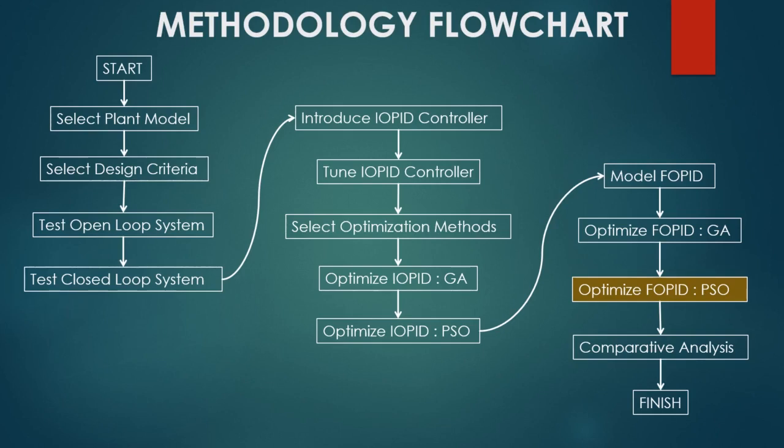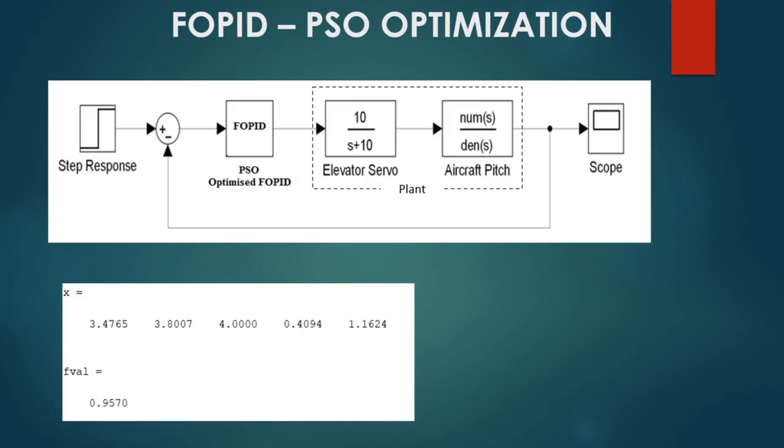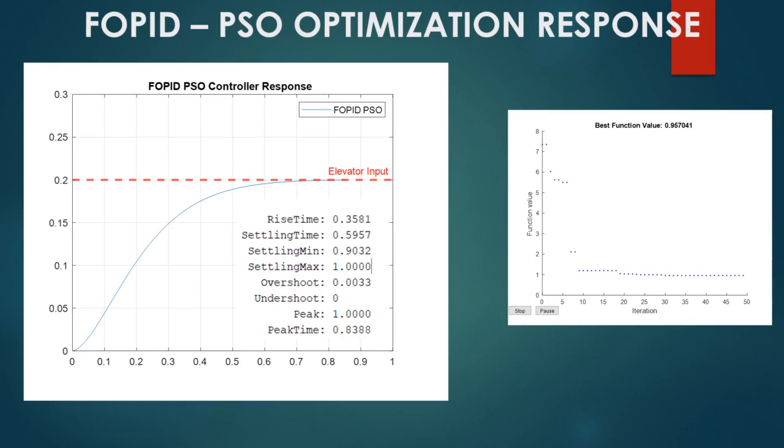The next step is to use particle swarm optimization for tuning the FOPID parameters, and we obtain a fitness value of 0.9570, which is again very low compared to its integer order counterpart. And again, the system shows very good performance.